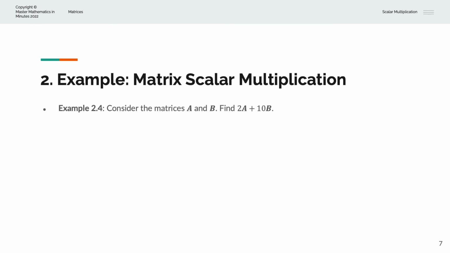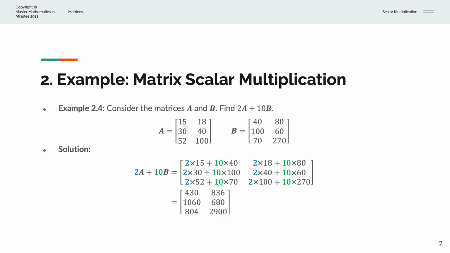In the fourth example, we've been given two matrices A and B, and we're asked to find 2A plus 10B. And so, to find 2A plus 10B, we multiply the corresponding elements in A by 2, and multiply the corresponding elements in B by 10.